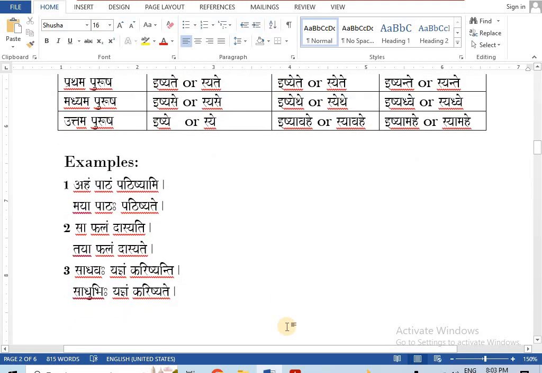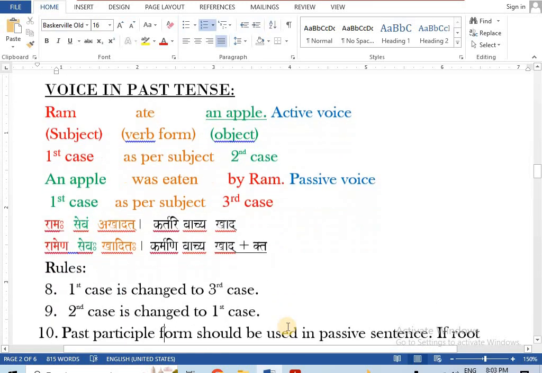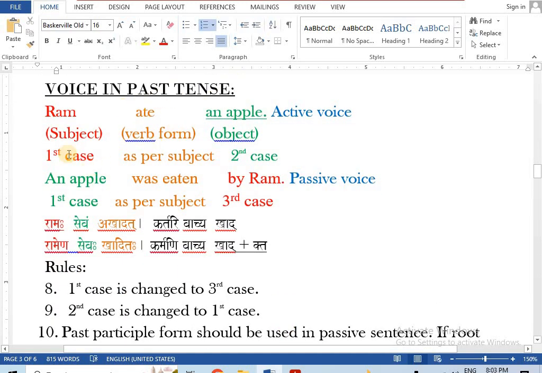Okay, some examples are there for revision of this future tense. And now here you read passive voice in past tense. So the same example, Ram ate an apple in active voice. Ram is subject, ate is verb form, and apple is object. So Ram is in first case. This verb form depends on the first case, the subject, as per subject, and this object is always second case, you know. Now while you convert, an apple, which is the object in the active voice, will convert to first case as an apple as subject, right? Ate becomes was eaten, right? Here as per the subject, what is the subject here?